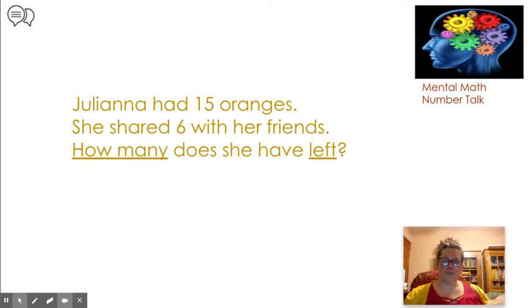Here's the next problem. Juliana had 15 oranges. She shared 6 with her friends. How many does she have left? I've underlined the words how many and left. Does that mean that you are adding or subtracting? Yeah, if you ever see the words how many are left, that means that you are going to take away or subtract. So you need to think, what is 15 minus 6? I'll give you a second to figure that out. All right. So 15 minus 6 is 9. If you said 9, you are correct.